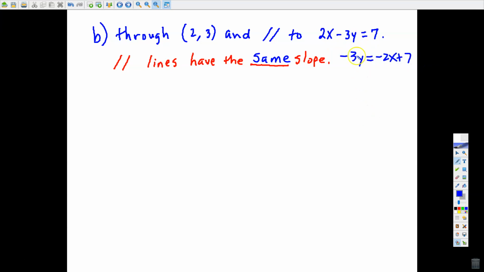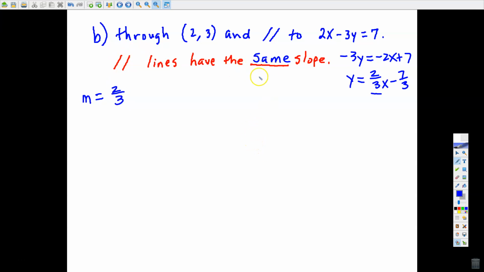Okay, just solving it for y. I subtracted 2x from both sides. I'm going to divide by negative 3 on both sides. Okay, now I can see the slope. The slope of this given line is positive 2/3. That means that the slope of the line that I need to write the equation for, the line that goes through the point 2, 3, I'm going to use also, it's not perpendicular, I'm sorry, it's parallel. I'm also going to use 2/3.